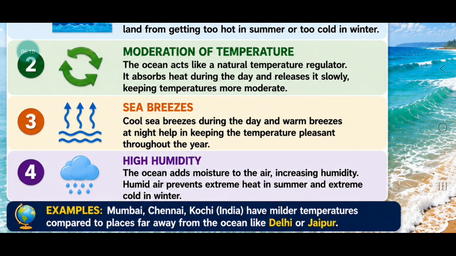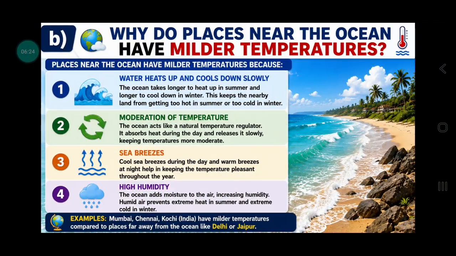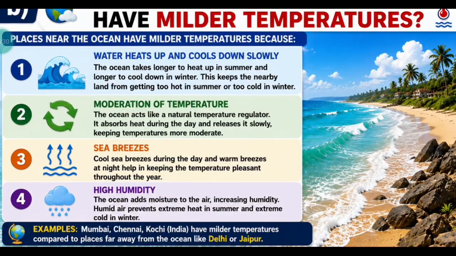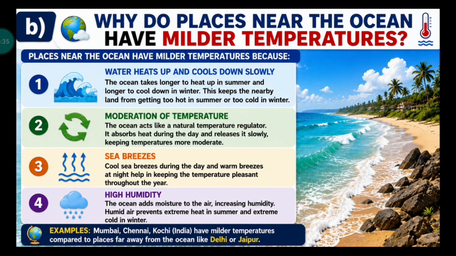High humidity: the ocean adds moisture to the air, increasing humidity. Humid air prevents extreme heat in summer and extreme cold in winter. It also has a moderating impact. Examples are Mumbai, Chennai, Kochi, with milder temperatures compared to places far away from oceans like Delhi and Jaipur. So there is the impact of continentality, right? There is extreme heat in summer and extreme cold in winter. But areas which are near the ocean, near the sea, have milder temperatures.